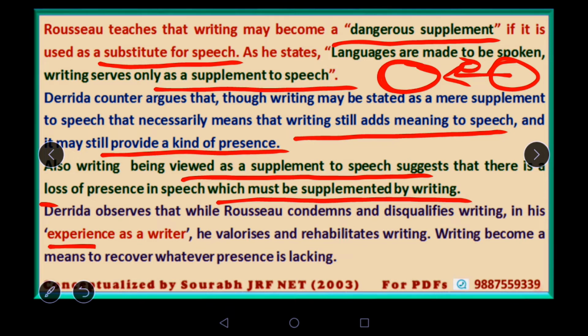In his experience as a writer, he valorizes, supports, rehabilitates, establishes writing. Rousseau himself presents his views as a writer, which itself is quite a proof that he needs writing to prove his point. Writing becomes a means to recover whatever presence is lacking. So this is the concept of supplement.